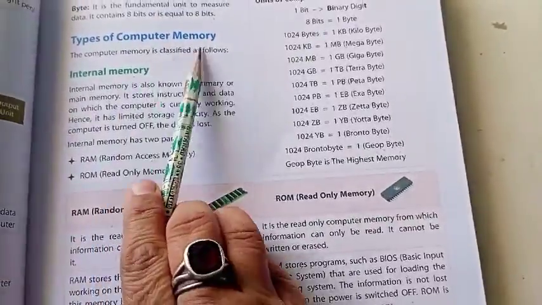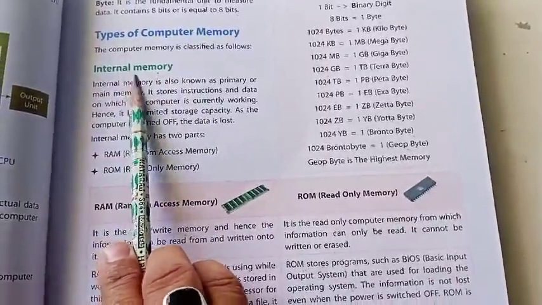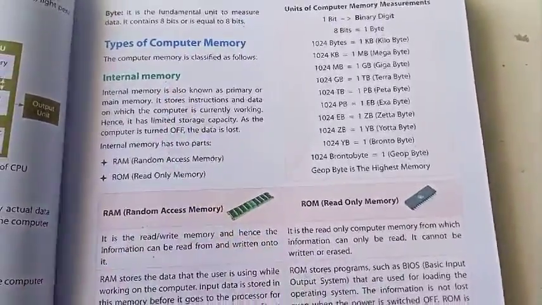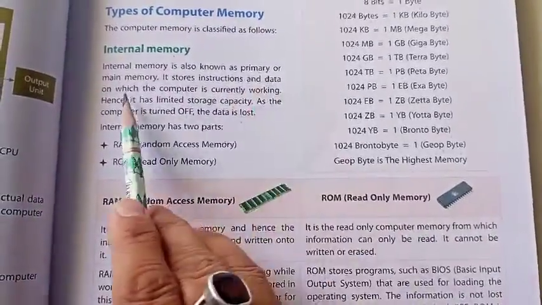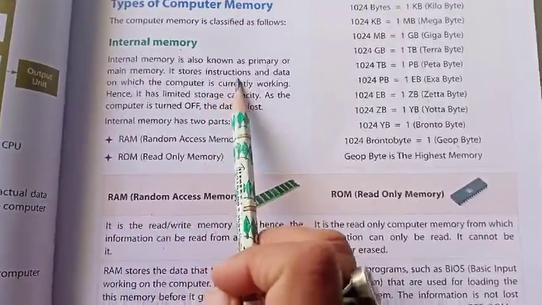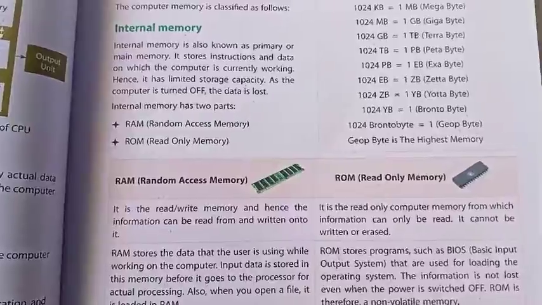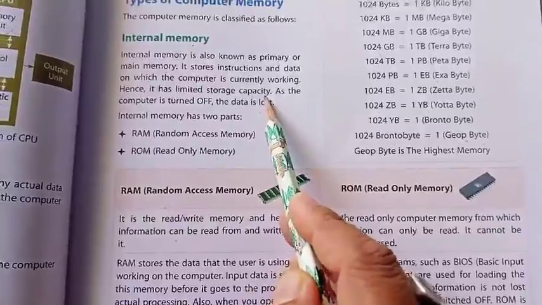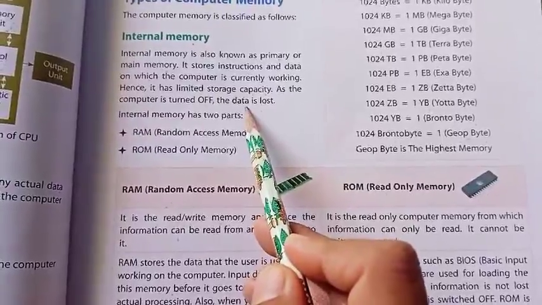Next we have the types of computer memories. We have two types: one is internal and the other is external. Internal means something that resides inside the computer, and these are also known as primary or main memories. Why? Because they are the main ones which store all the instructions and help the computer in the working process. But the thing is that it has limited storage capacity, and as soon as the computer is turned off, all the data on this memory will get lost.